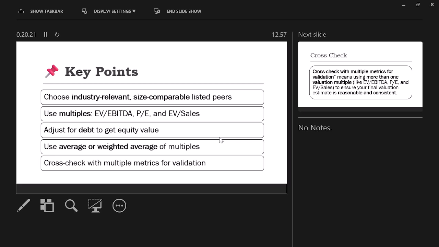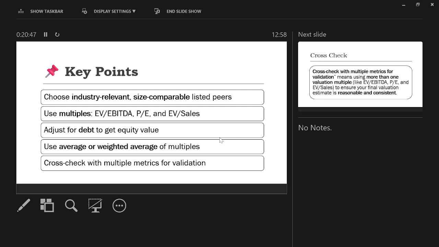Size, comparable listed peers, use multiples like EV to EBITDA, P/E, and EV to sales. Adjust for the debt to get the equity value, because the EV multiples will give you the enterprise value. So you have to minus the debt to arrive at the equity value. Then only compare the value which you have come to the P/E ratio, because the P/E ratio is simply giving you the equity value. All other multiples are actually throwing you the EV value.